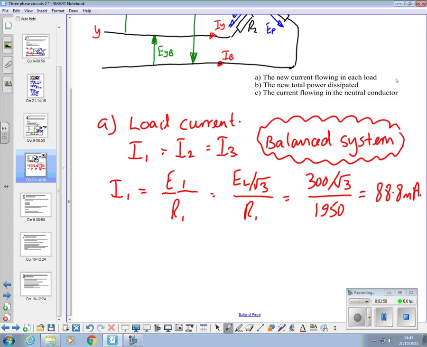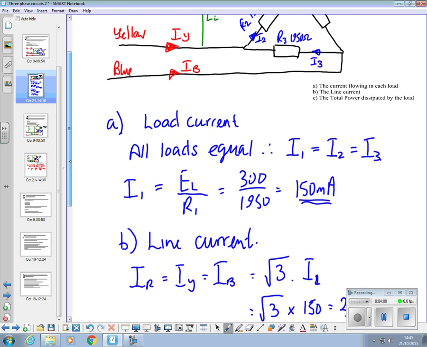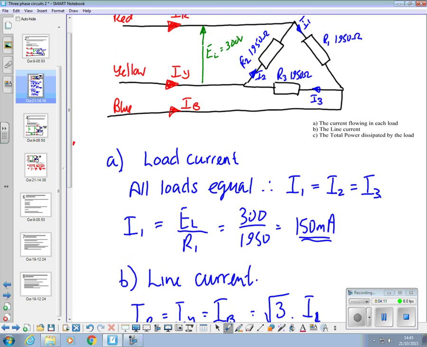How does that compare with the phase current in delta? Just flick them back. Each load current is 150 milliamps in delta with the same loads.